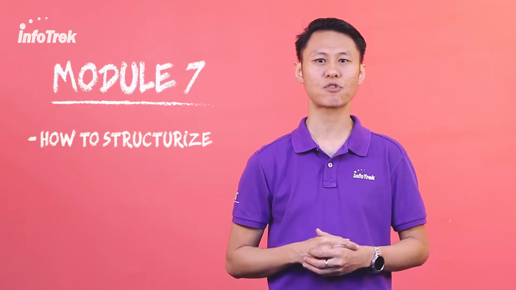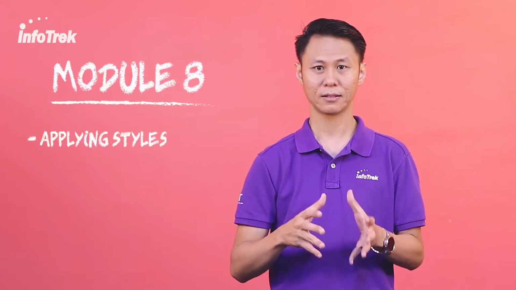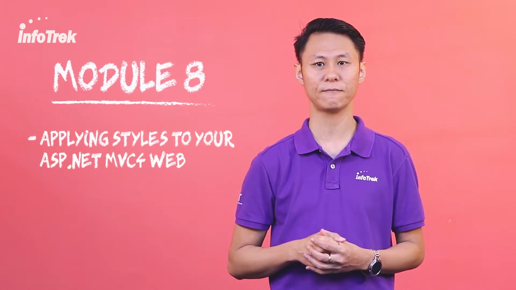In module 7, you'll learn how to structure your MVC4 web applications, typically learning the constructs and the physical layout of your web applications. And of course, CSS styling, which you'll learn in module number 8. So module 8 is applying styles to your ASP.NET MVC4 web applications. This builds on what you have learned about styles in course 20480, whereby you learn CSS3. So you learn how to apply styles in module number 8.